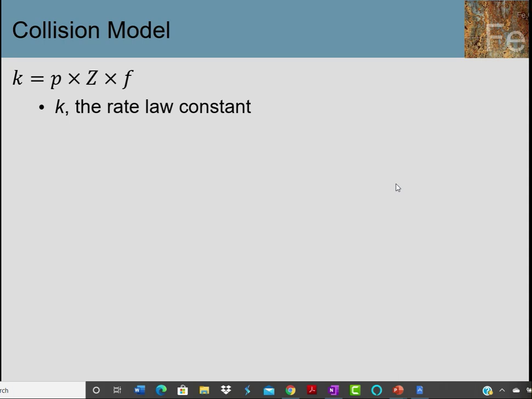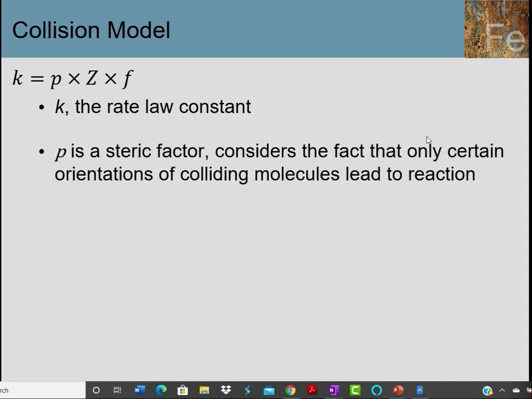The P factor is the steric factor. It talks about the orientation. How big is the keyhole? How many keyholes are in the lock? How many spots on the molecule could be collided with in order to form a reaction? How big are the spots on the molecule that could form the reaction? So that's all about orientation, and there's not much you can do about that. It's just whether or not the molecules are big or not.